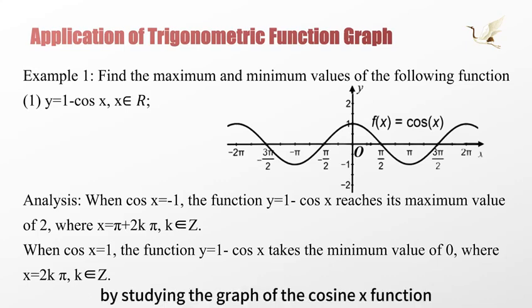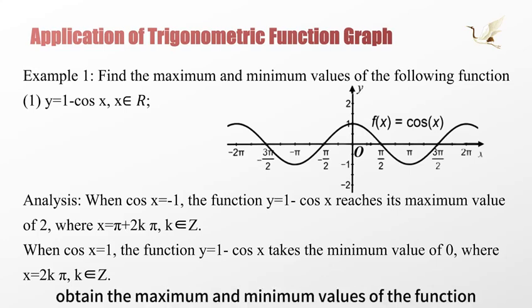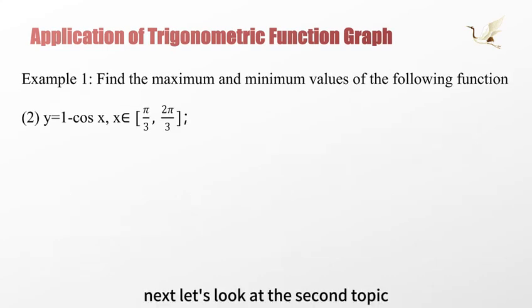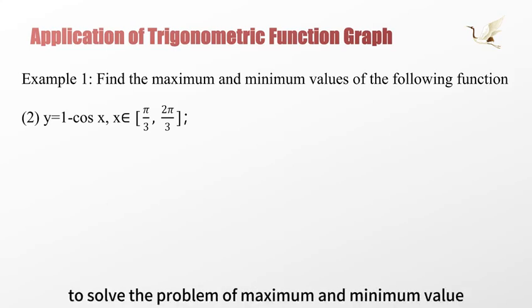As you can see, by studying the graph of the cosine x function, we can obtain the range of values for cosine x, and thus obtain the maximum and minimum values of the function 1 minus cosine x. Next, let's look at the second topic, where y is equal to 1 minus cosine x. The range of x is the closed interval from 1/3 of pi to 2/3 of pi. Compared with the first topic, the range of x has changed, so how to use the image of cosine function to solve the problem of maximum and minimum value of this function?